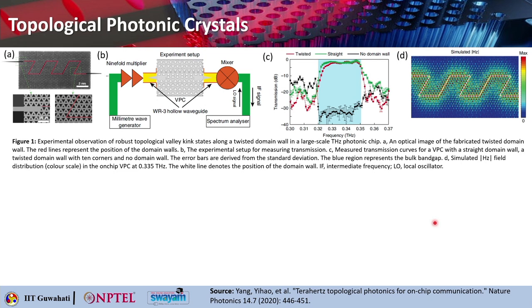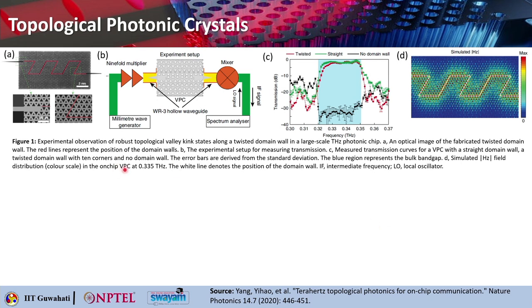As I discussed, these crystals are also immune to backscattering or any scattering losses because of impurity and defect. So you can actually guide light through these kinds of topological photonic crystals through any sharp geometries or bending. Here some applications are there, so let us quickly discuss those.